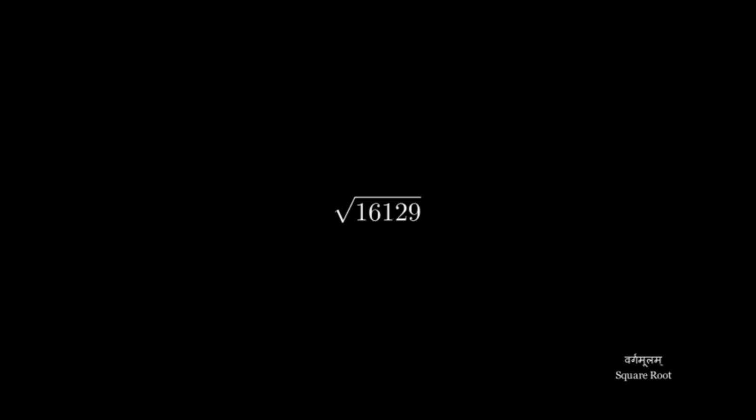Next is the square root of 16,129. We have three groups here. The number in the leftmost group is 1. So 1 is our first digit. There is nothing to prepend to the next digit.